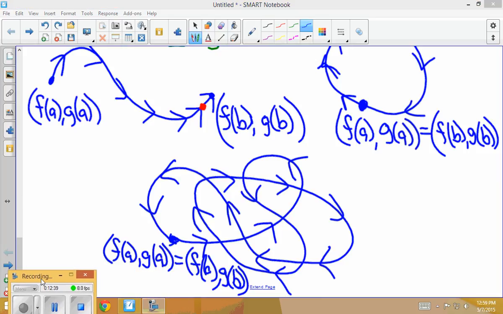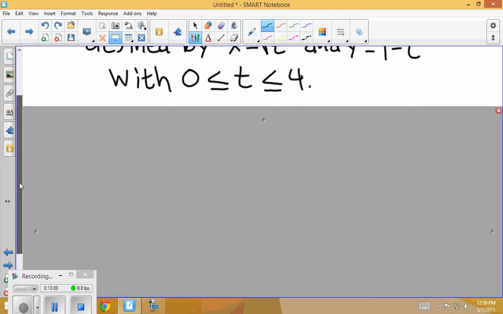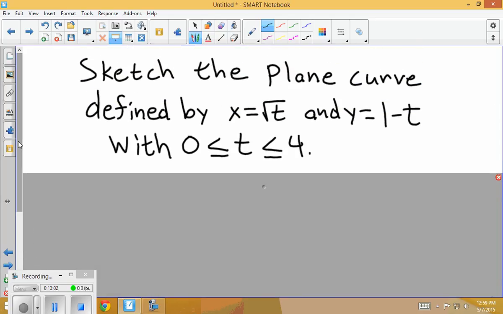One thing that we would like to do is to be able to sketch the graphs of some of these plane curves. So suppose that we are asked to sketch the plane curve defined by x equals the square root of t and y equals 1 minus t, with t ranging between 0 and 4. One way that we can accomplish this is we can pick various values for t that are between 0 and 4 inclusive, and we can substitute them in for t into our equation of x and our equation of y, and we can get coordinates.